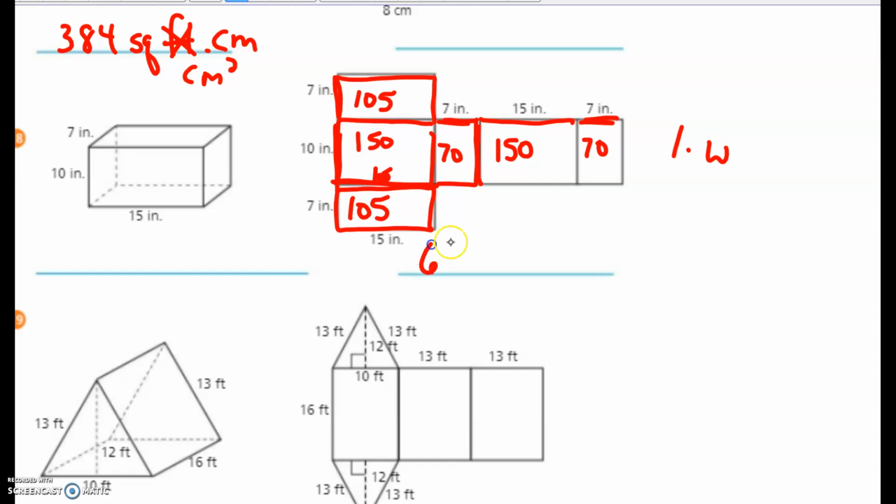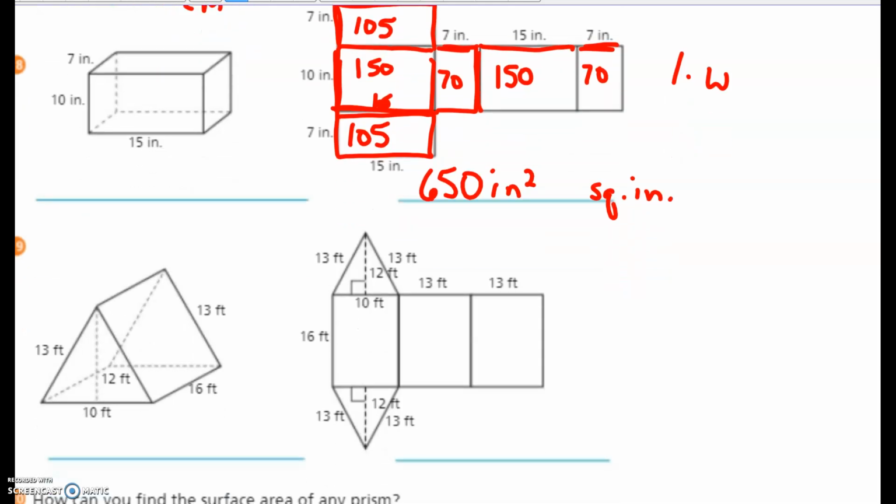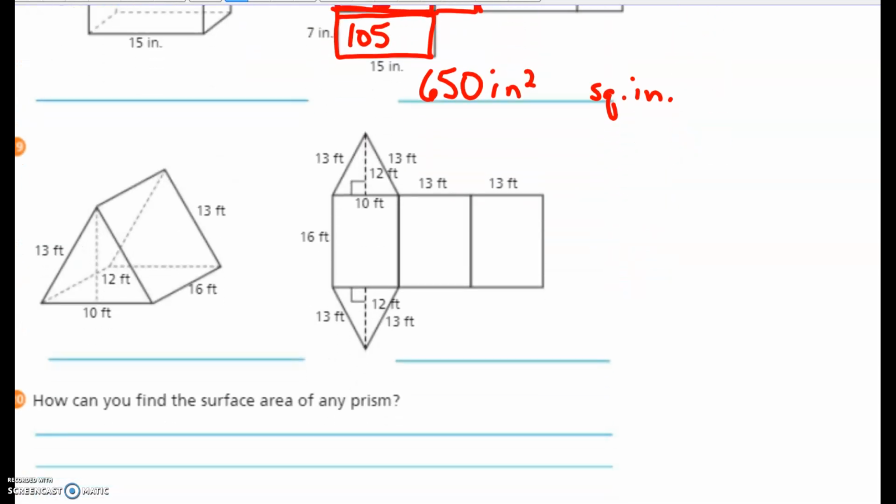If your total was 650, you were correct. Inches squared, or a lot of times they write it square inches. As a fifth grader, you really only have to know how to figure out the surface area and the volume of a rectangular prism. Your textbook is giving you a little bit of a challenge in that they're having to figure out the area of a triangular prism.